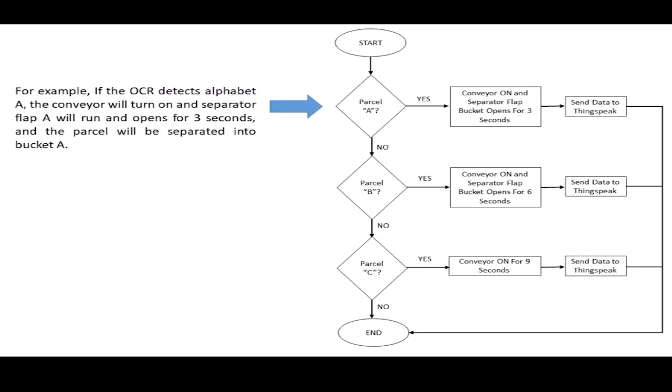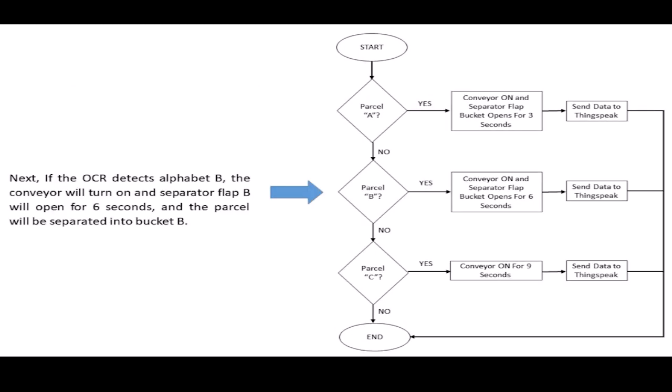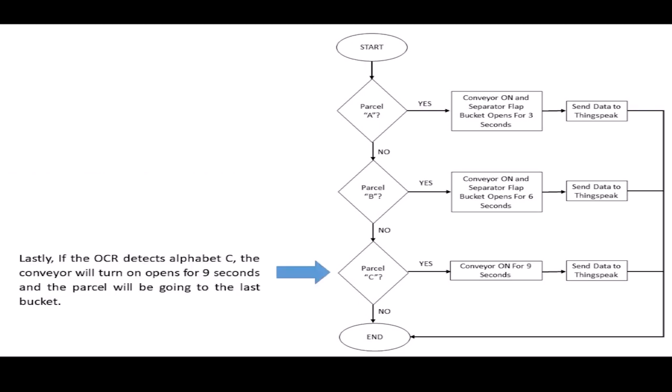For example, if the OCR detects alphabet A, the conveyor will turn on, and separator flap A opens for 3 seconds, and the parcel will be separated into bucket A. Next, if the OCR detects alphabet B, the conveyor will turn on, and separator flap B opens for 6 seconds, and the parcel will be separated into bucket B. Lastly, if the OCR detects alphabet C, the conveyor will turn on for 9 seconds and the parcel will go to the last bucket.